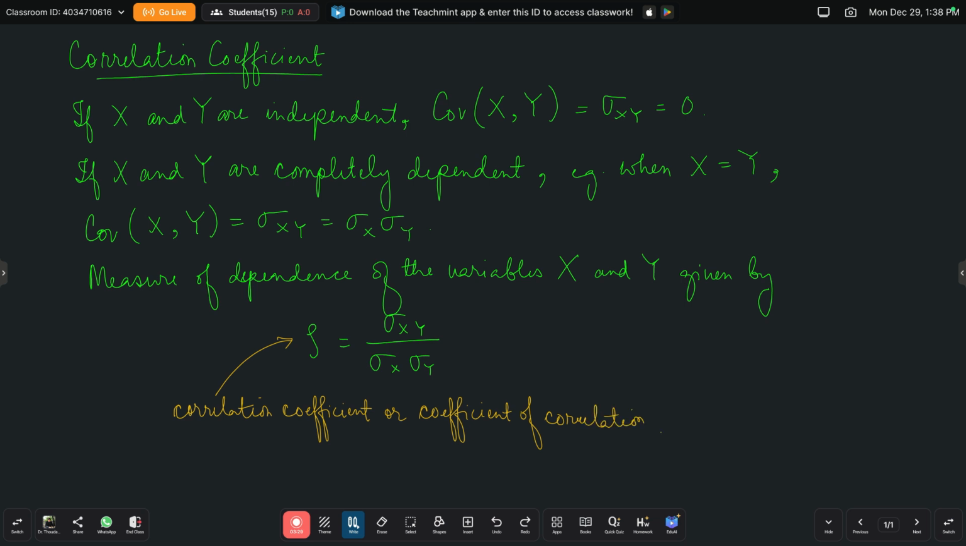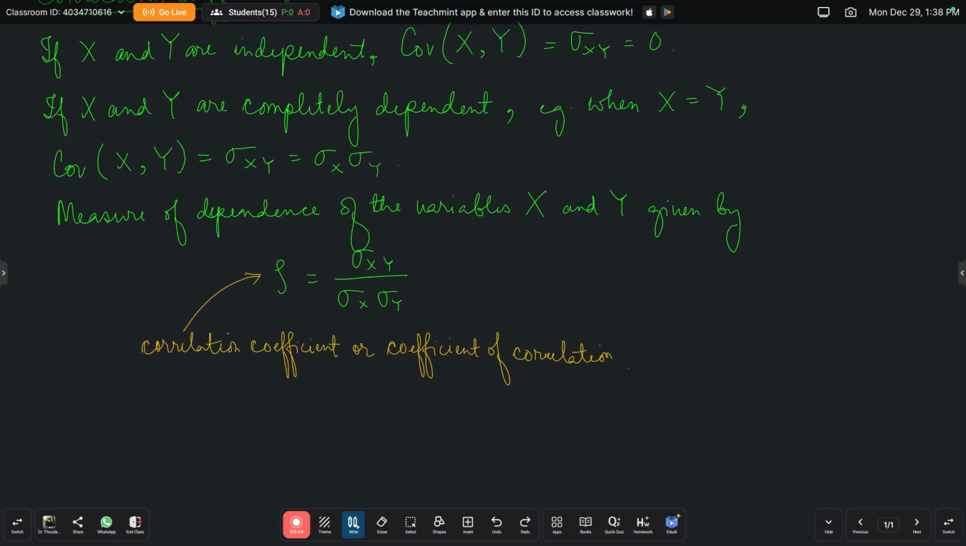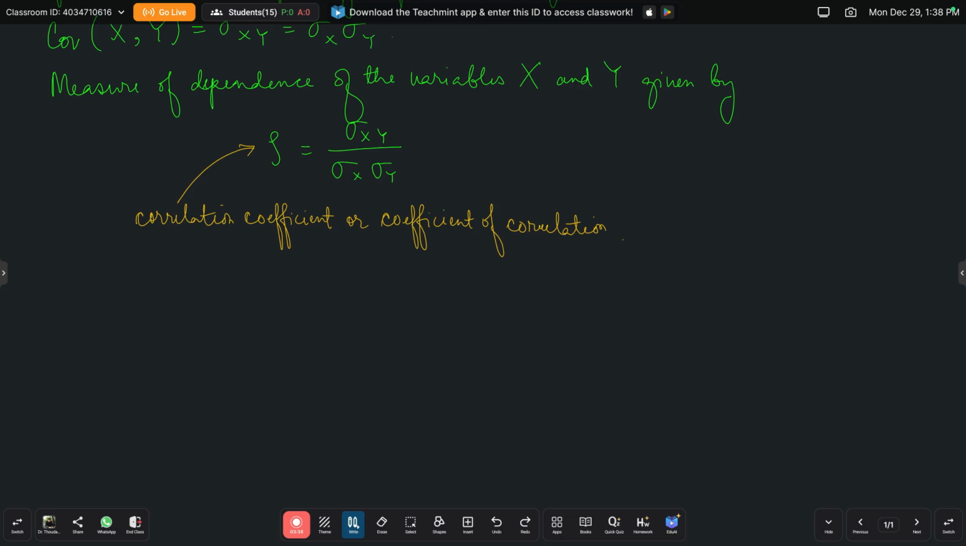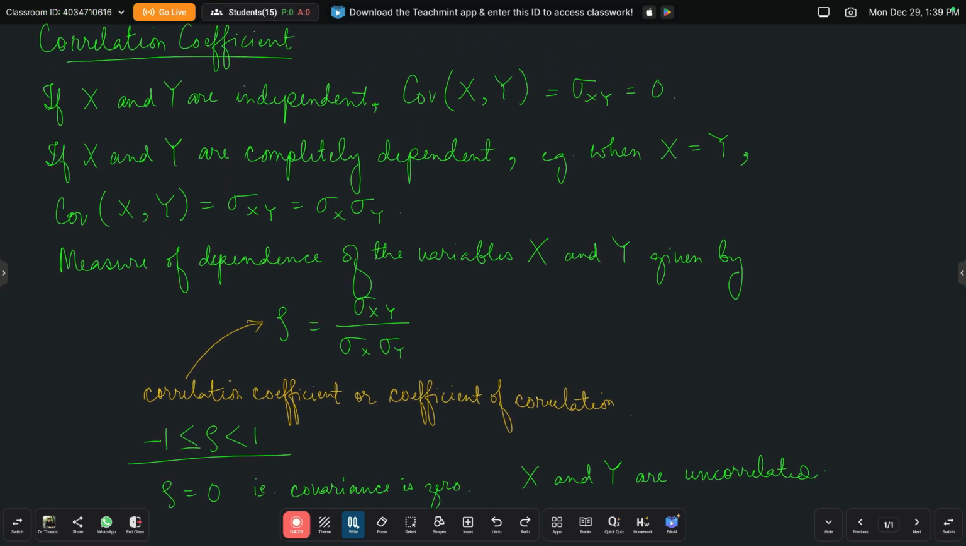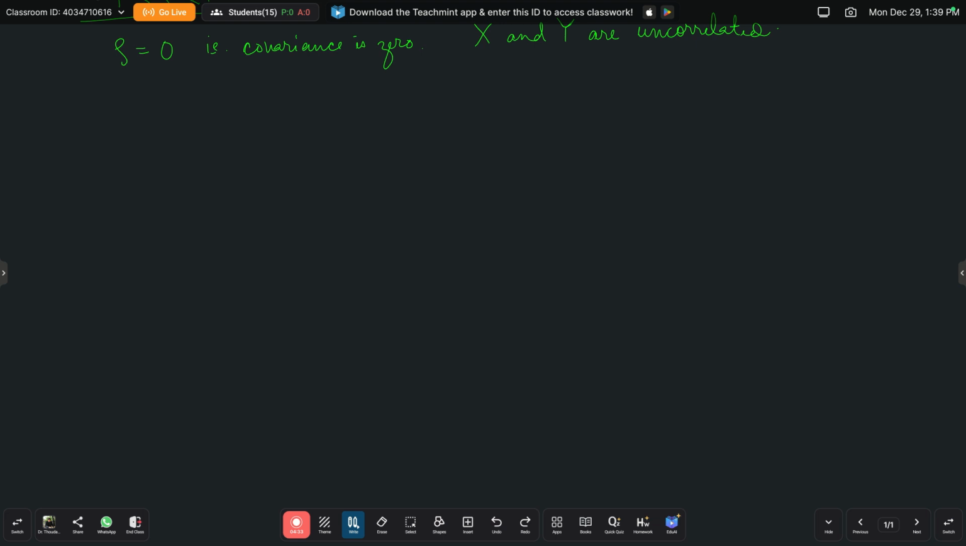Correlation coefficient values lie between minus 1 and 1. In case it is 0, the covariance is 0, that is, covariance is 0 and x and y are not related, or in more suitable terms we can say that variables x and y are uncorrelated. So anyway, there is another term which is even more important.